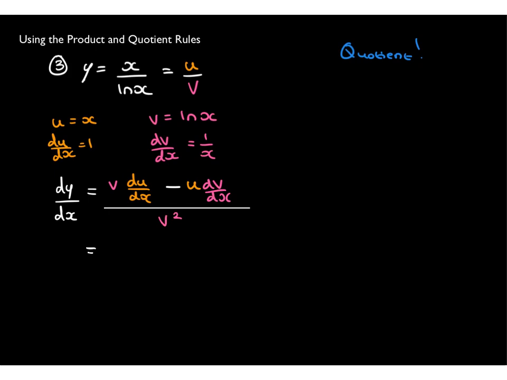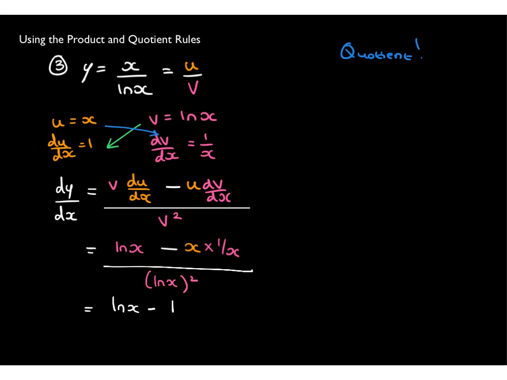So let's put everything together. v multiplied by du by dx is of course just going to be ln of x. Subtract u multiplied by dv by dx, which is x multiplied by 1 over x. And then the whole thing divided by v squared. What is v squared? Well, it's ln of x all squared. Tiny bit of tidying, ln x minus 1 over ln of x all squared.